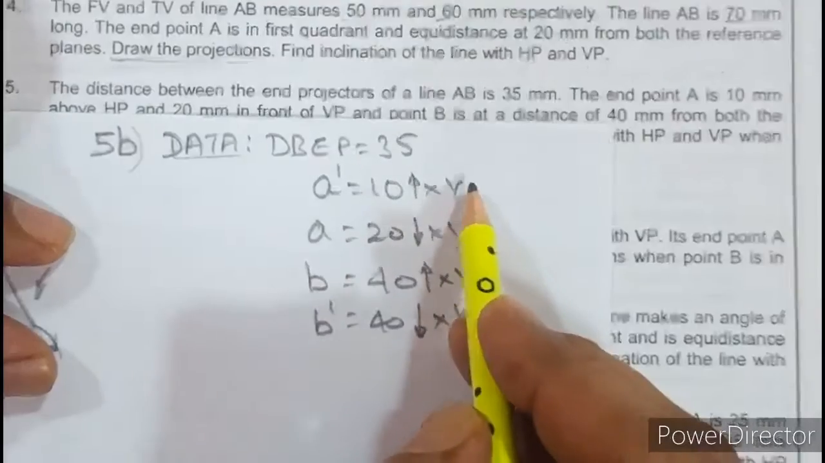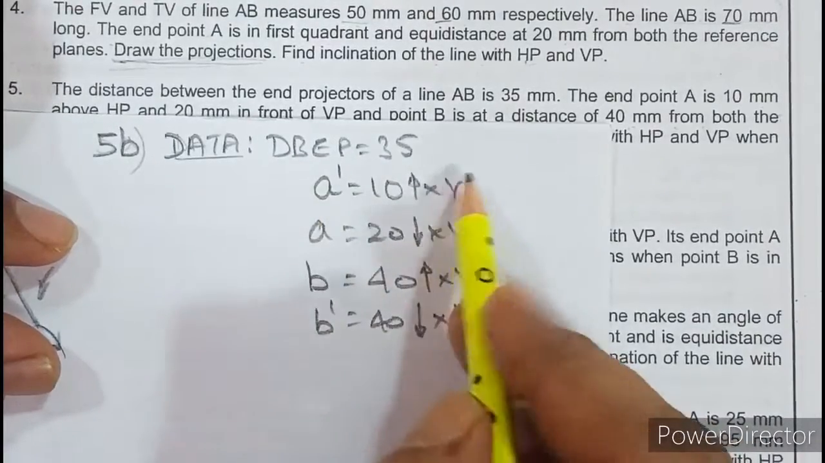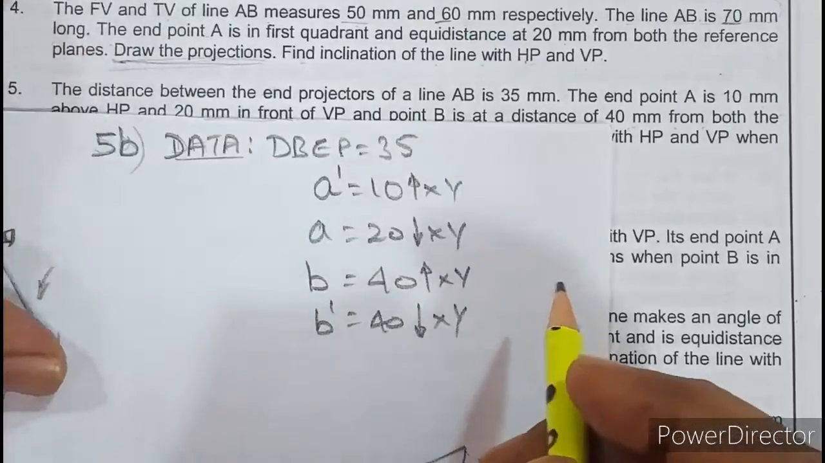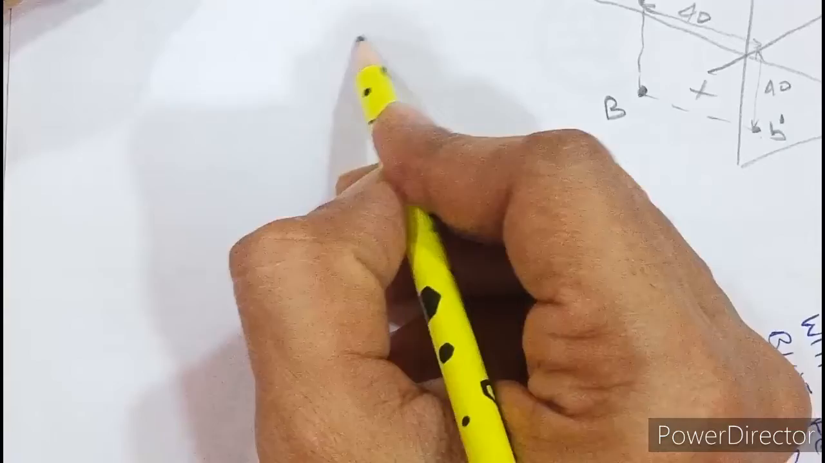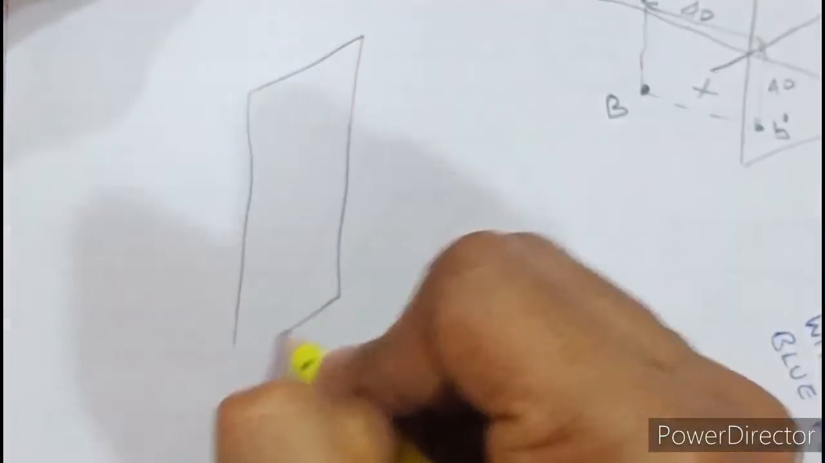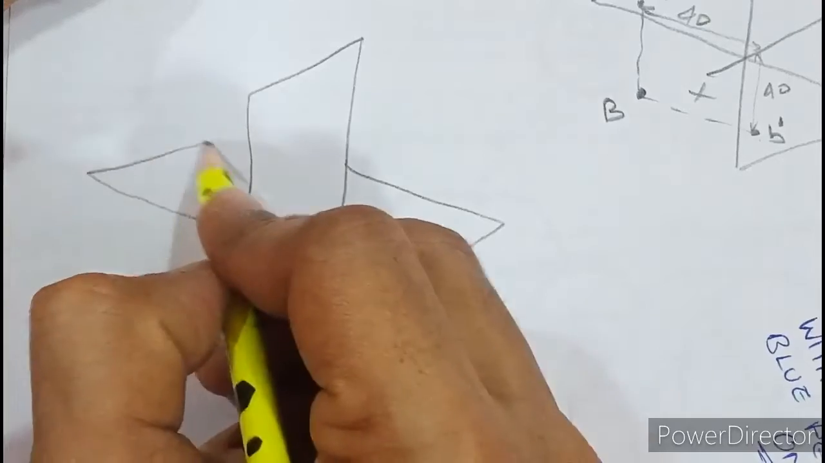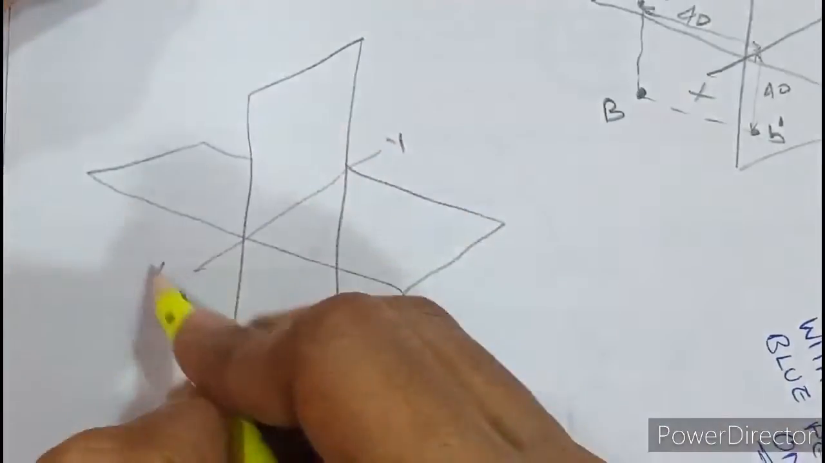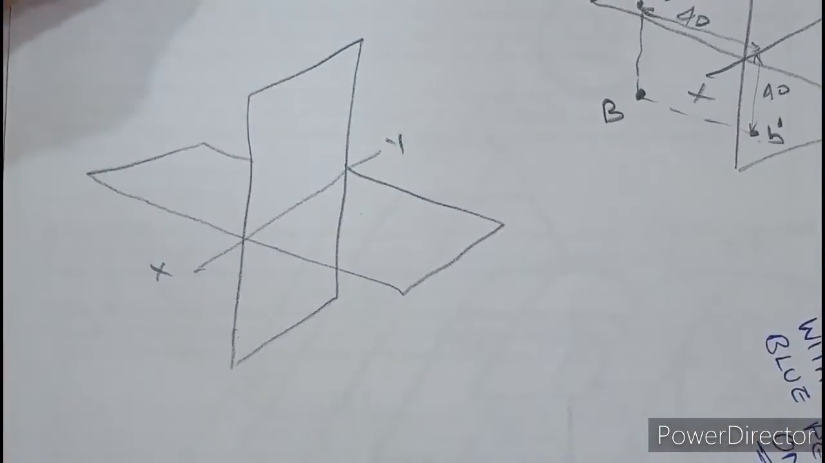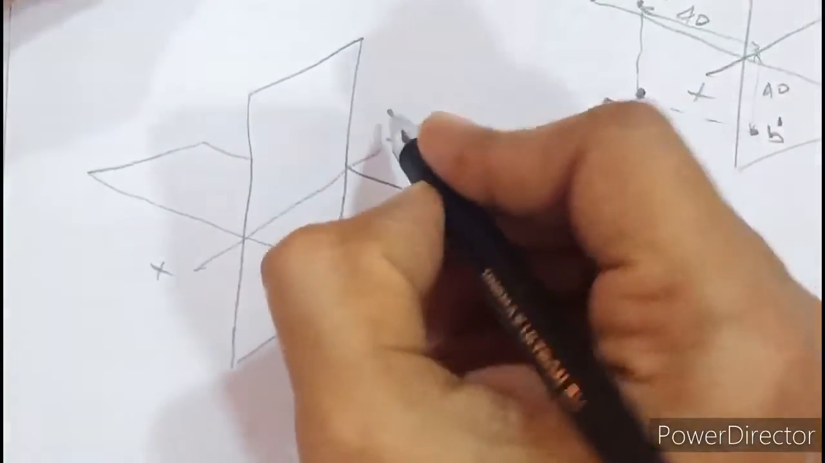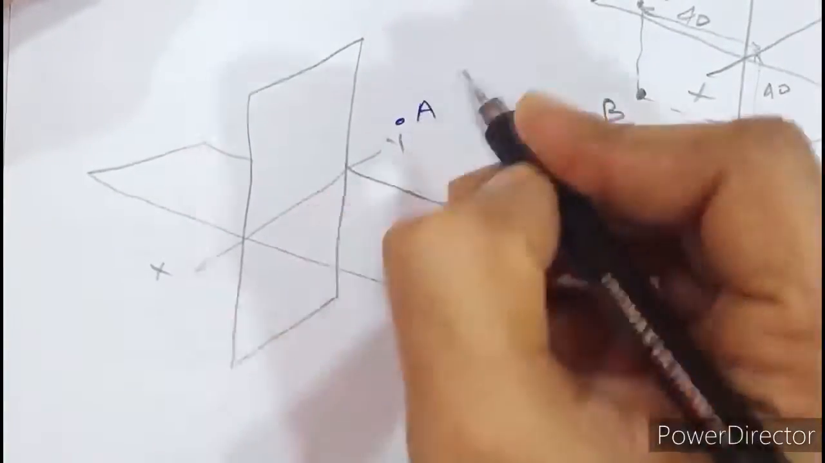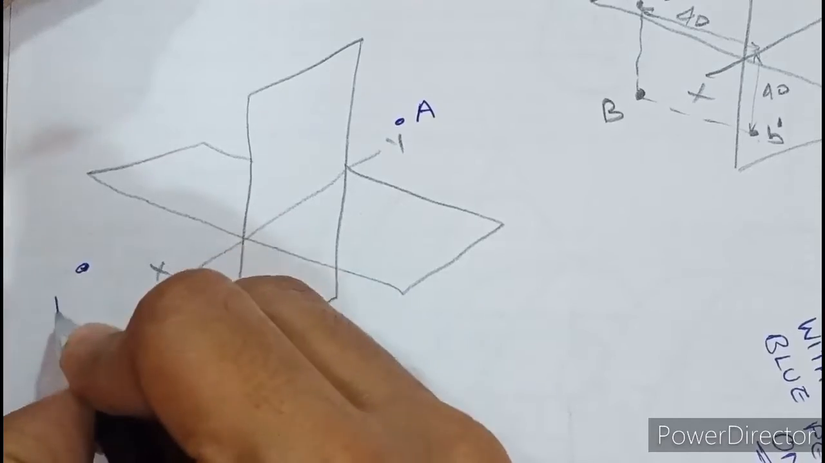When I say mixed quadrant, it means one endpoint of the line is in one quadrant and another endpoint is in another quadrant. So how will the line look? Let us see here. I will again draw VP and HP. We need to just visualize how a line appears if it is in multiple quadrants. So this is the XY line. Okay, so point A is in the first quadrant and B in the third quadrant. So suppose A is here and B is in the third quadrant somewhere here.